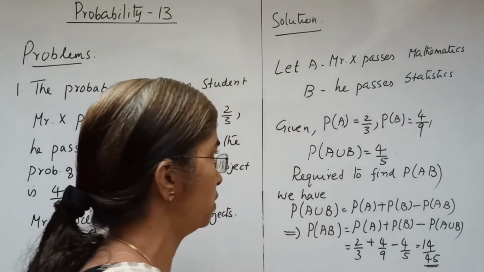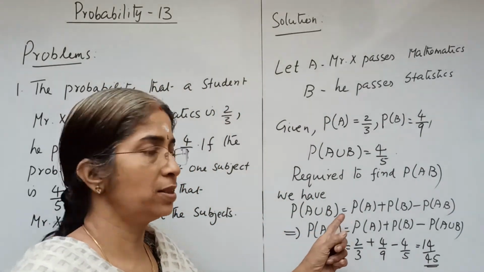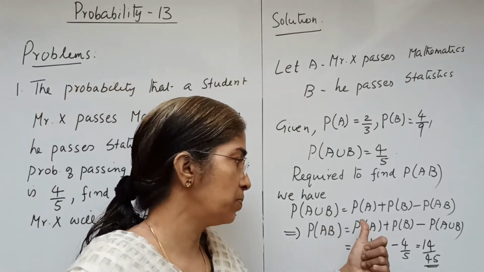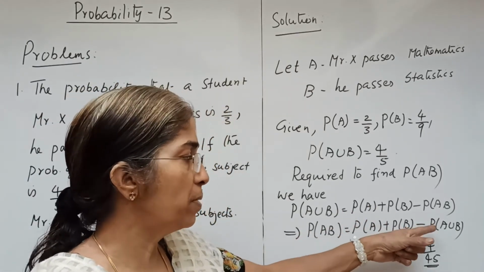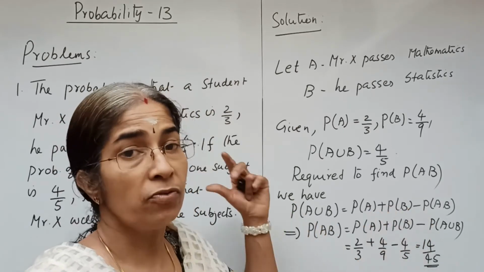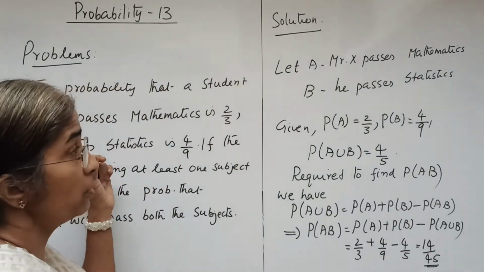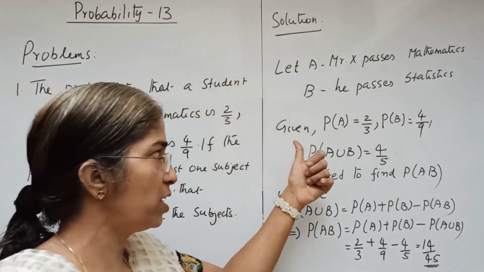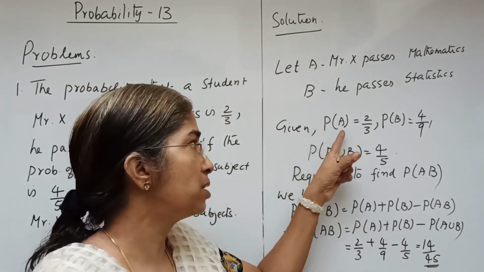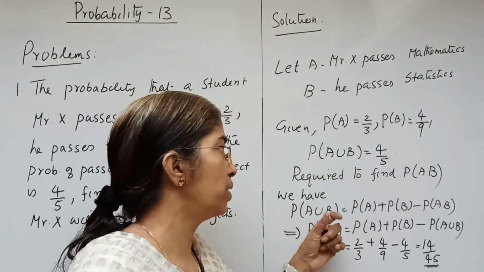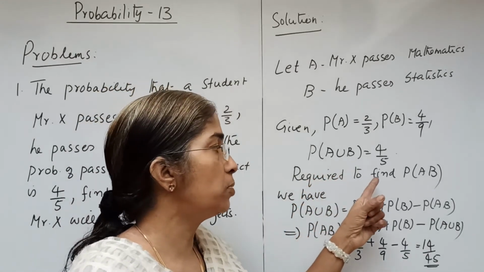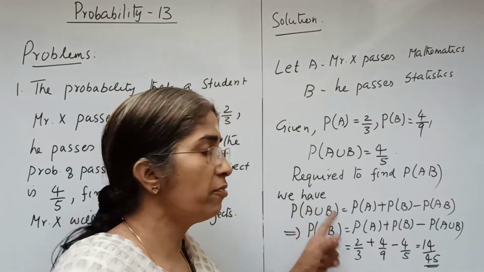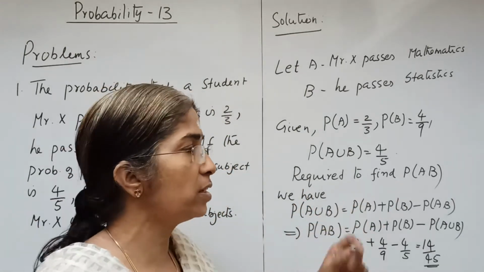The answer is obtained. Simply we apply the result for P of A union B, from which we obtain P of AB equal to P of A plus P of B minus P of A union B. We define events in terms of the given idea, express the probabilities in terms of these events, and write the required probability. Certainly there will be a formula from which we can obtain the required event.